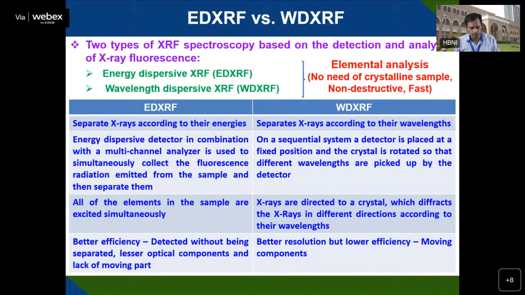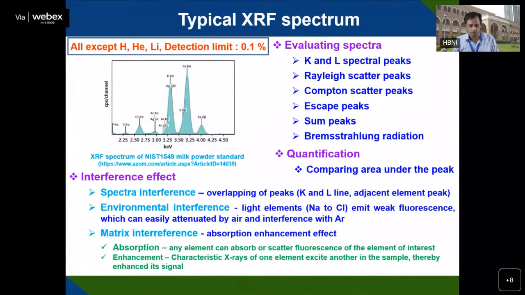All the elements in the sample are excited simultaneously. Here you have multiple elements, so all elements will be excited simultaneously. The detector will detect and separate all the elements. In the case of EDXRF, you get better efficiency, detecting without separating. In the case of WDXRF, you get better resolution. Whether you use EDXRF or WDXRF, you will be able to get the information about the composition.